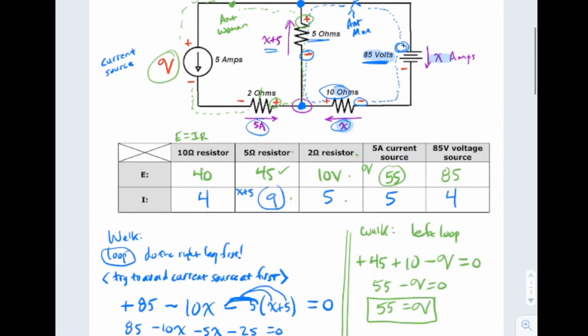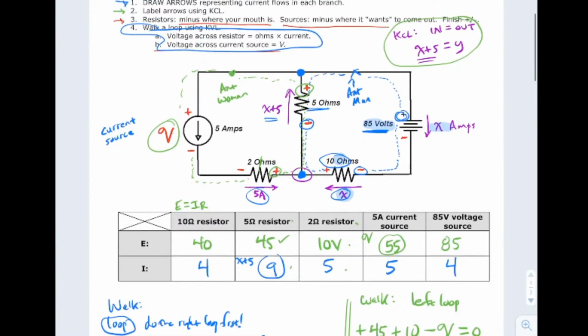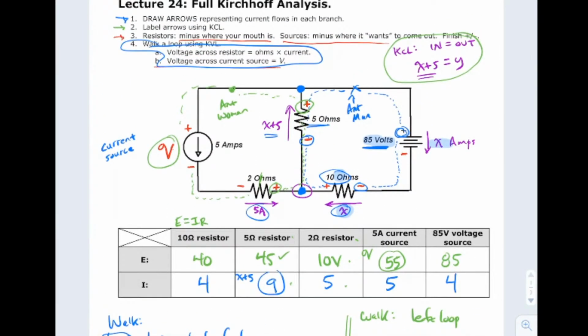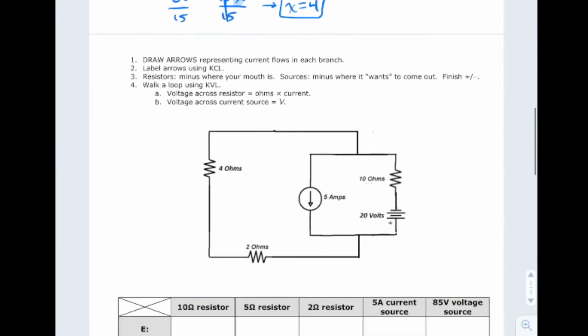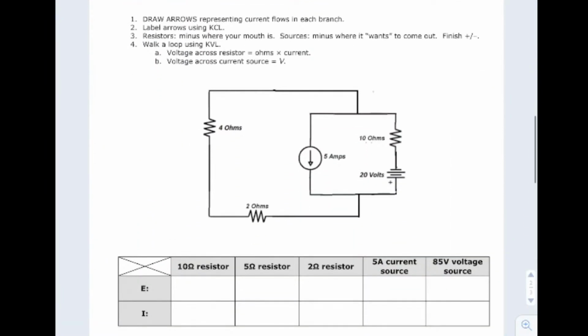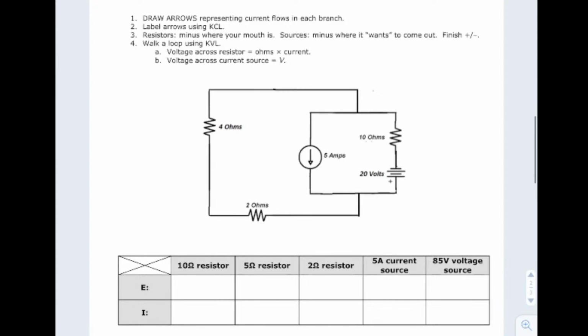So, okay, that's one full example of a Kirchhoff analysis. Basically a 4-step plan, 5 if you count actually solving and filling in the table. But draw your arrows, label your arrows. Put the minus pluses in and walk around. Walk around. You might have to walk around more than once. Here's a fancy looking circuit. Let's just do this one too.